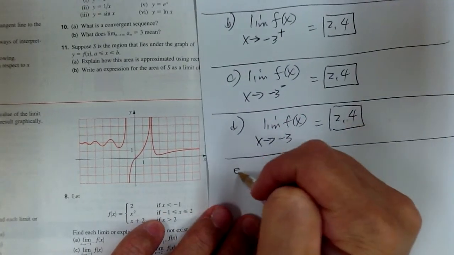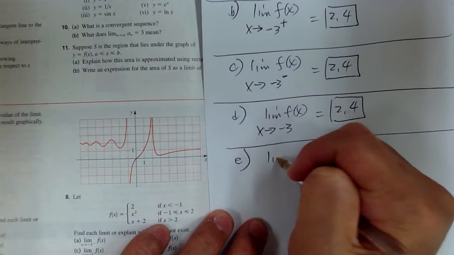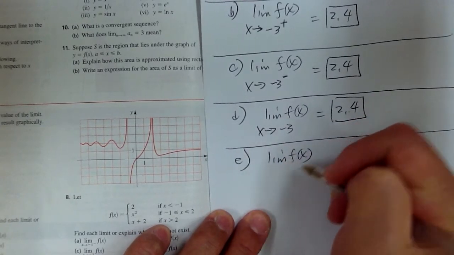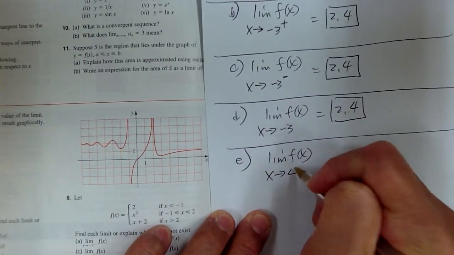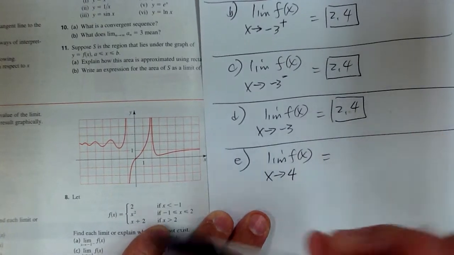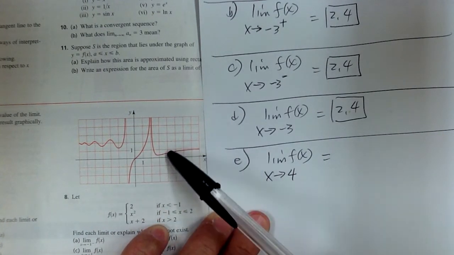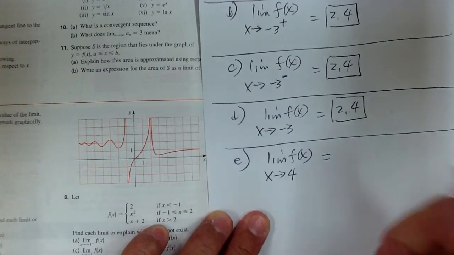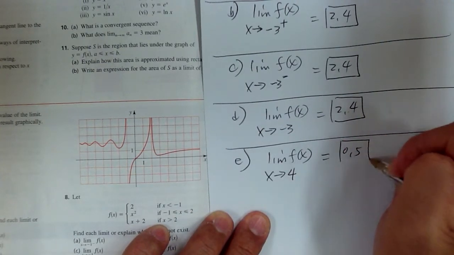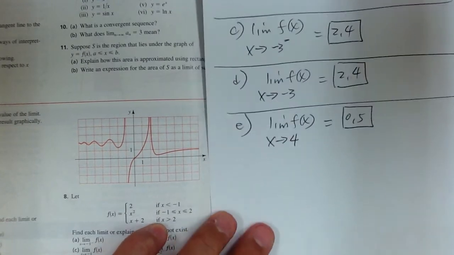Okay, let's go to E. You're looking for the limit of f of x as x approaches 4. So here's 1, 2, 3, 4. From here, you approach from both directions. So you're going to get 0.5. Right, just look at the graph.